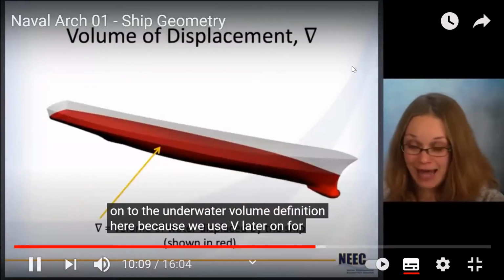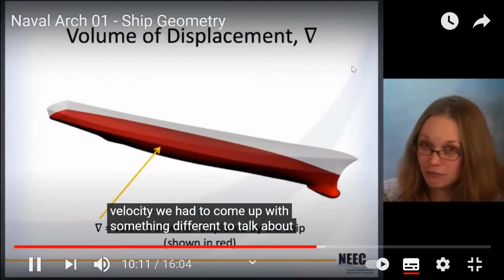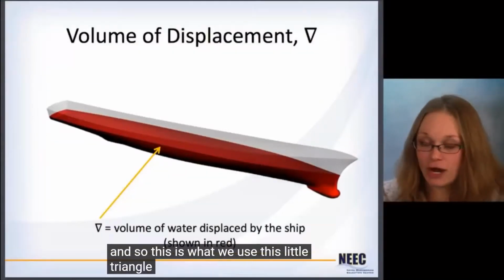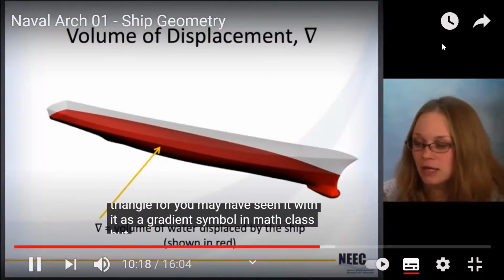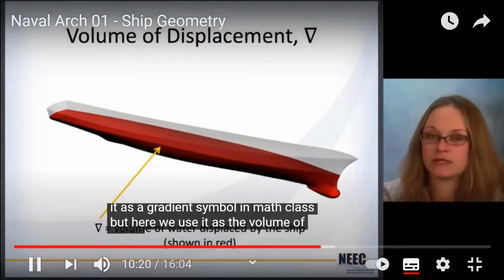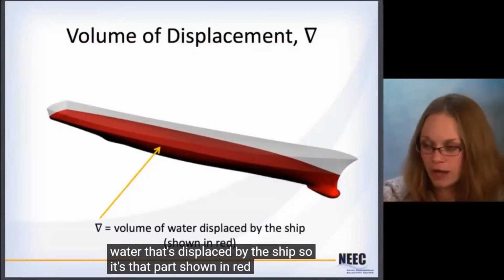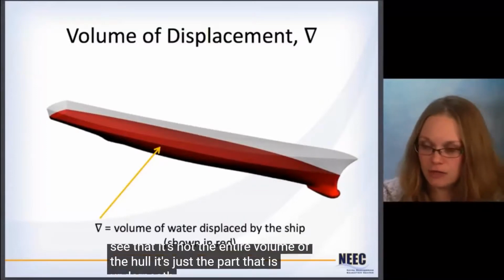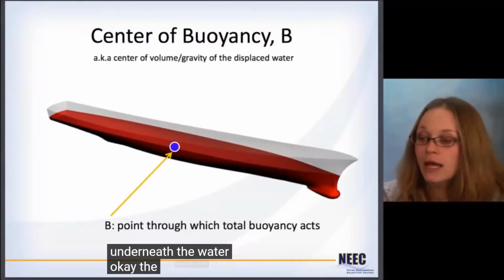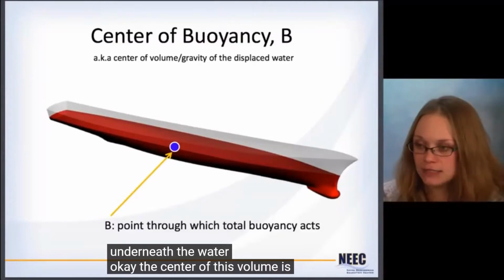Because we use V later on for velocity, we had to come up with something different to talk about volume, and so this is what we use this triangle for. You may have seen it as a gradient symbol in math class, but here we use it as the volume of water that's displaced by the ship. So it's that part shown in red. So you can see that it's not the entire volume of the hull; it's just the part that is underneath the water. Okay.